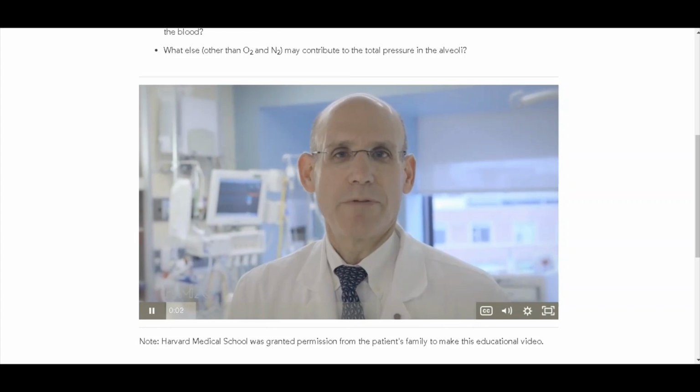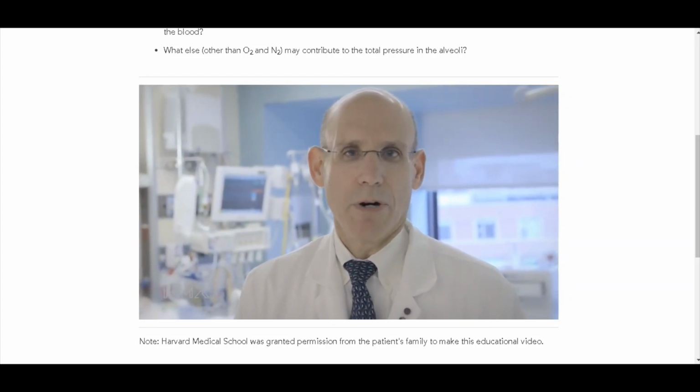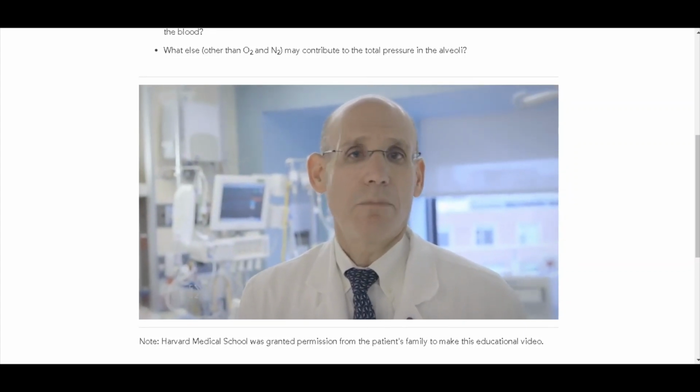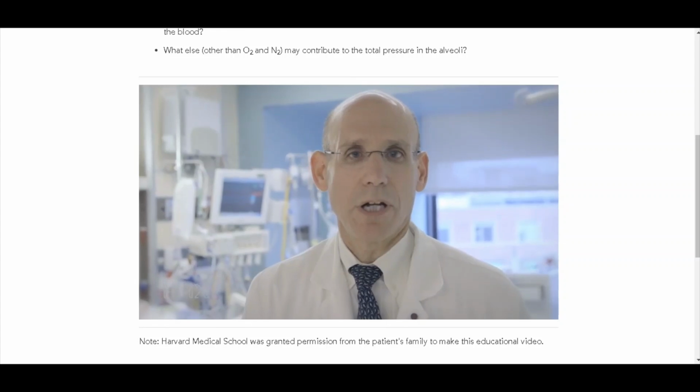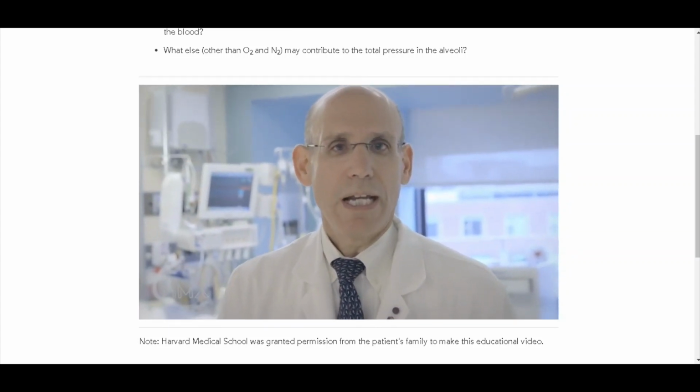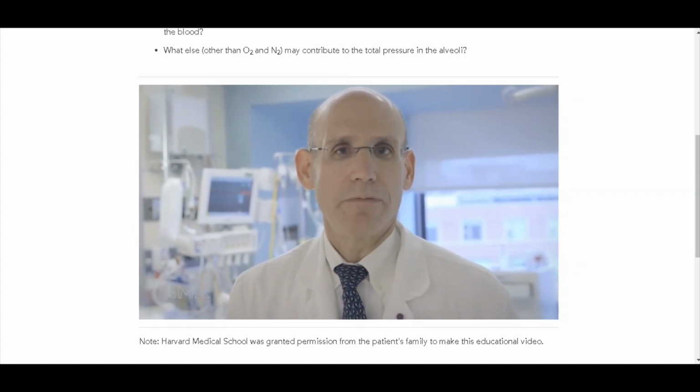We're standing outside one of the rooms in the intensive care unit. We're about to see a patient who had a severe pneumonia causing his oxygen levels to be very low, to the point that he couldn't breathe on his own and get enough oxygen into the blood. He had to have a tube put down his throat called an endotracheal tube, and he was then hooked up to a breathing machine called a ventilator.